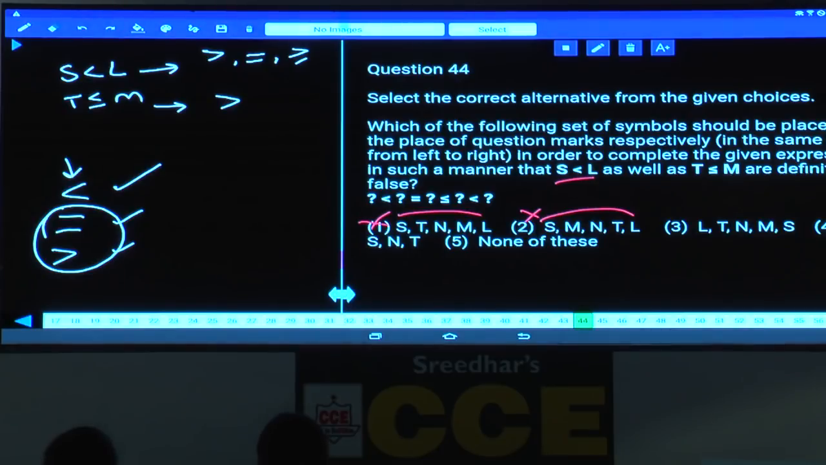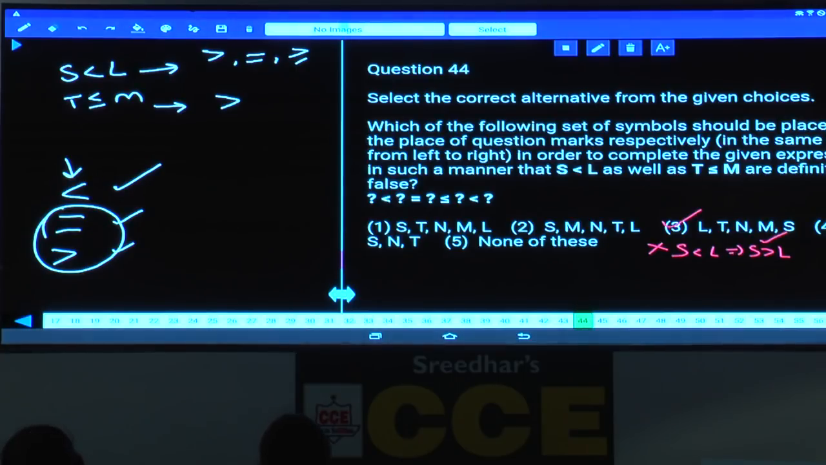Then coming to this one. Now between L and S, what is the symbol here? L lesser than S, hence S greater than L is true. S greater than L is true means S lesser than L is definitely false, isn't it? Now in the third choice, I can prove S lesser than L false, because now I am getting S greater than L. As S greater than L is true, S lesser than L will be false.